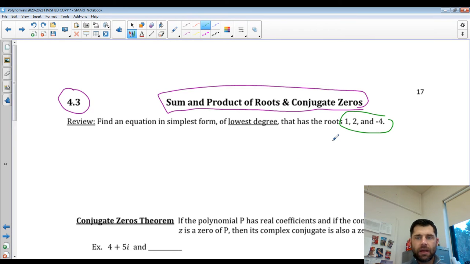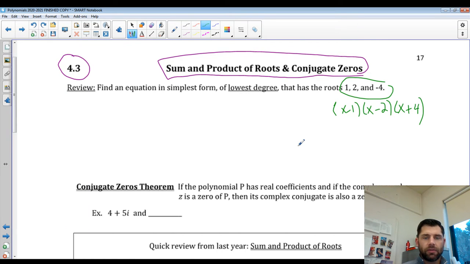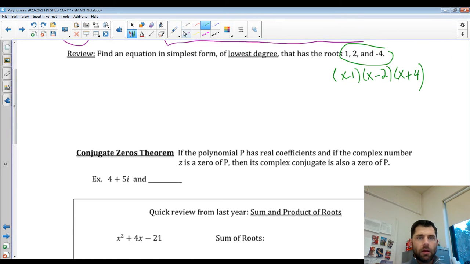But if I tell you something has roots of 1, 2, and negative 4, I know the factors would be x minus 1, x minus 2, and x plus 4. And we could multiply those through if we wanted to, and we could get our polynomial. So we're not gonna bother with that. Here's our first idea: the conjugate zeros theorem.